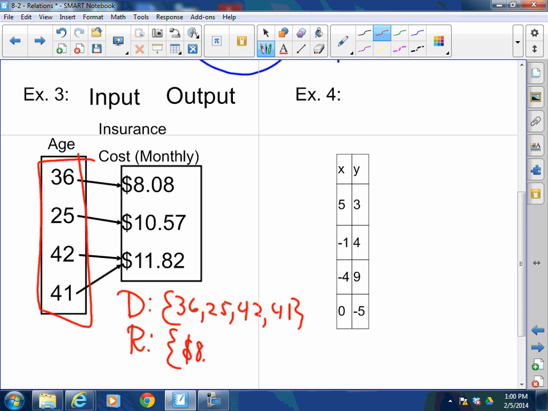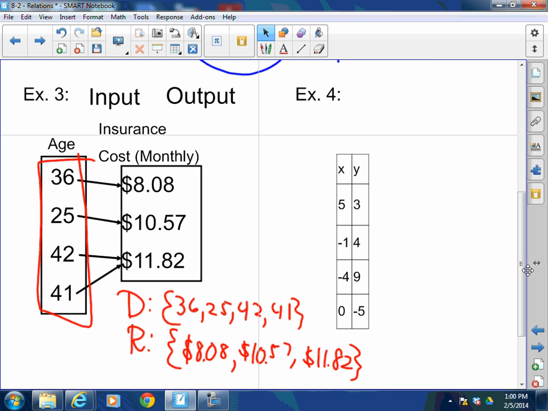What would my range be? 808, $10.57, and 1182. That's it. Does that make sense? Yes.